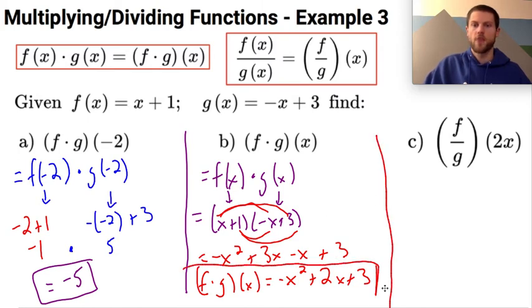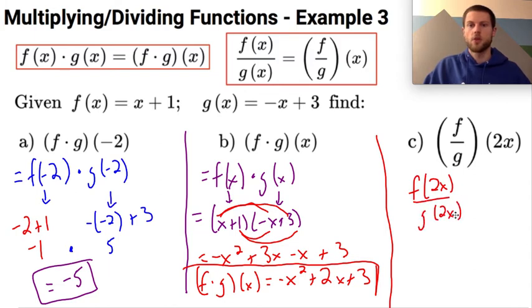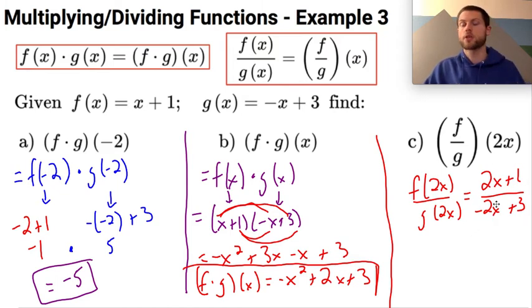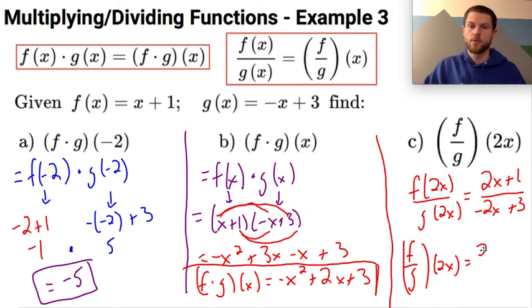There we go. And finally, f over g of 2x. So this is going to be the same thing as f of 2x divided by g of 2x. So let's just substitute in 2x for x in my inputs in both of these functions. So this will be 2x plus 1. That's when I substitute 2x in for x here. And for g of 2x, this will be negative 2x plus 3. And really that's it. I can't simplify. One thing I look for is can I factor anything out and reduce this fraction, but I can't. So f over g of 2x equals 2x plus 1 over negative 2x plus 3.